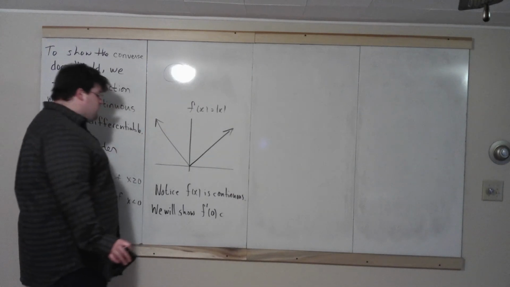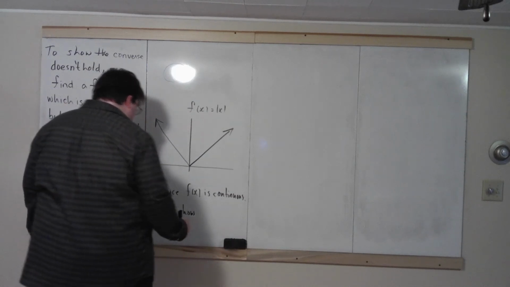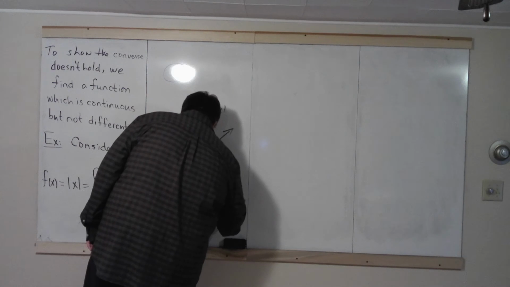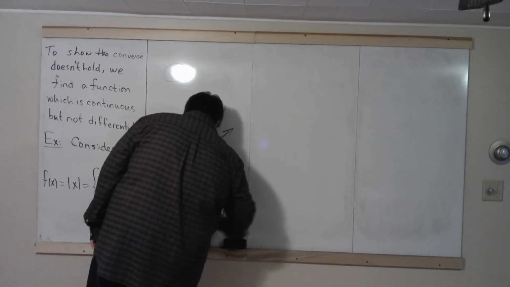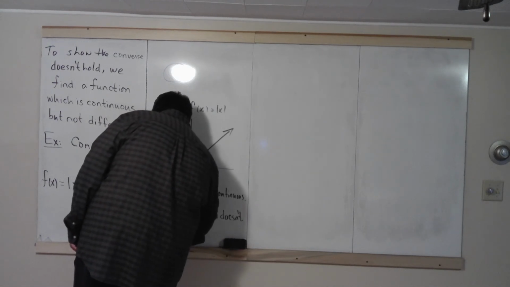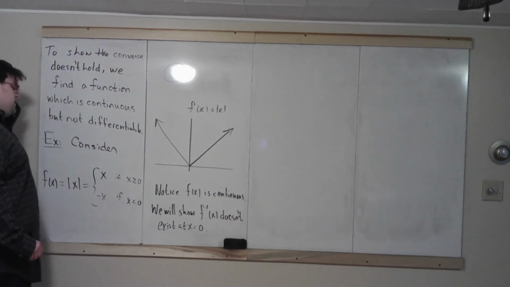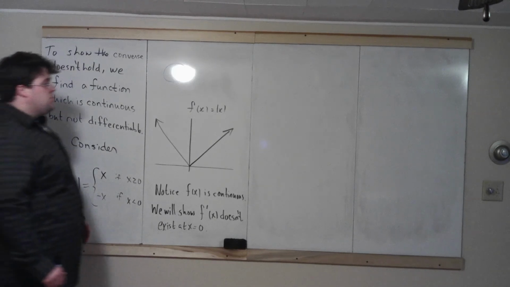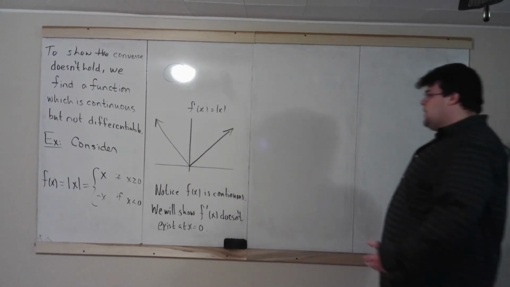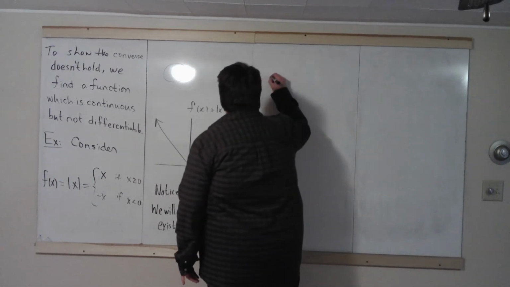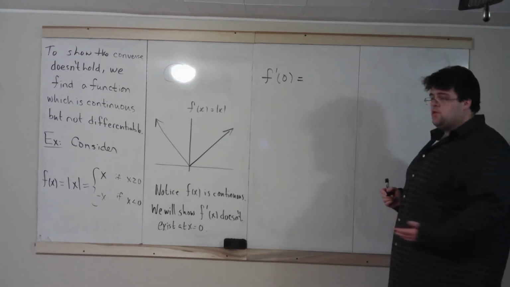I could say we will show f prime of 0 doesn't exist. I'm going to phrase it a little differently. We will show f prime of x doesn't exist at x equals 0, and that'll give us what we want. Showing f prime of x doesn't exist at x equals 0, equivalently, we show f prime of 0 doesn't exist. Now, how are we going to show f prime of 0 doesn't exist?